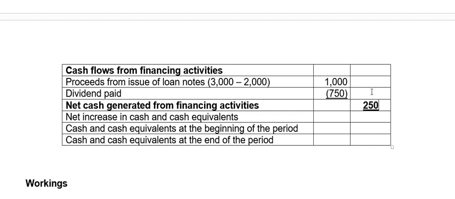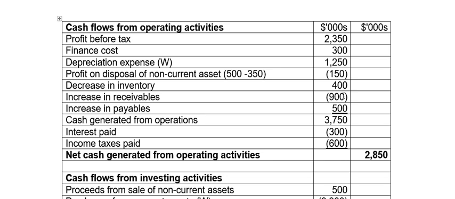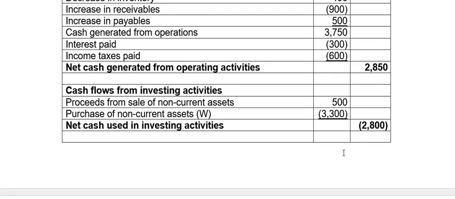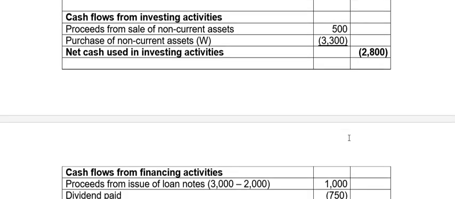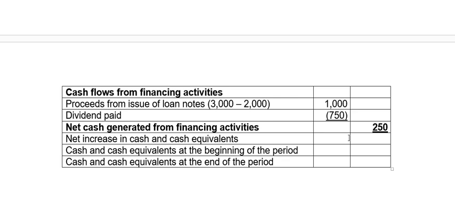It's positive 250, representing net cash that has been generated from the financing activities. So now what we have to do is get a net increase or decrease, whereby we have the 850, the net cash from operating activities. We add the net cash from investing activities, which is a negative. Then we add the net cash that has been generated from financing activities. So we have a positive 300.